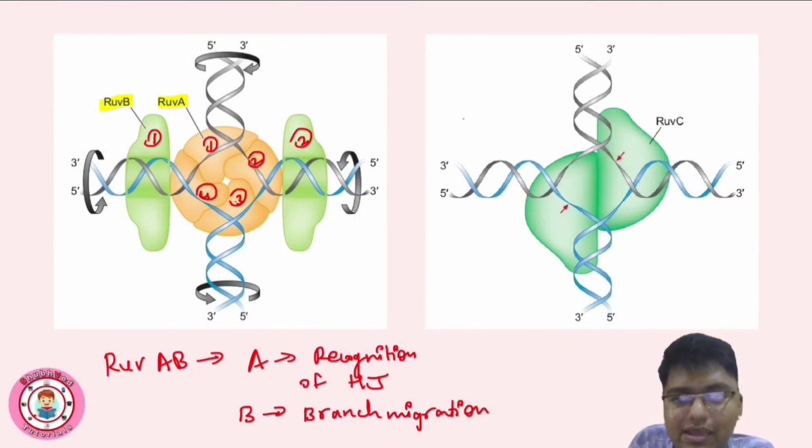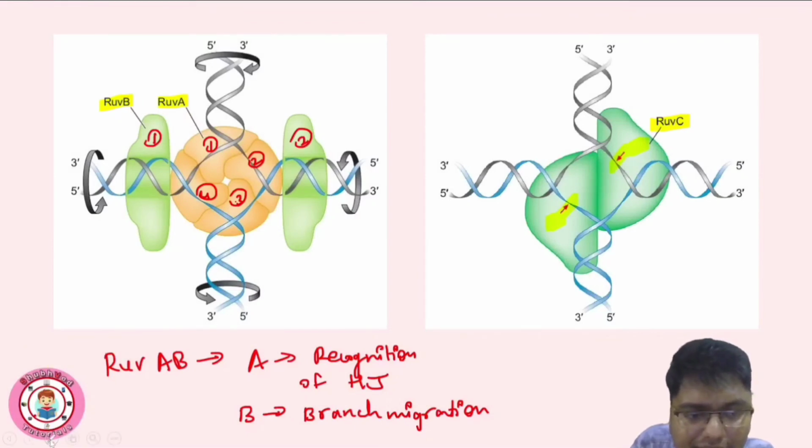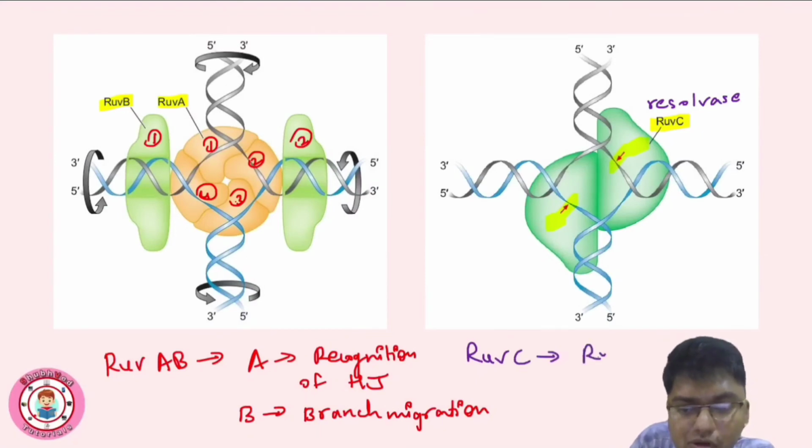Alright. After this, RuvC will come. RuvC, just 2 molecules, 2 proteins, right? Dimer. This is first and this is second. What is it doing? Cutting the Holliday junction. Okay. RuvC can be said as resolvase. So RuvC, what does it do? Resolution of Holliday junction.